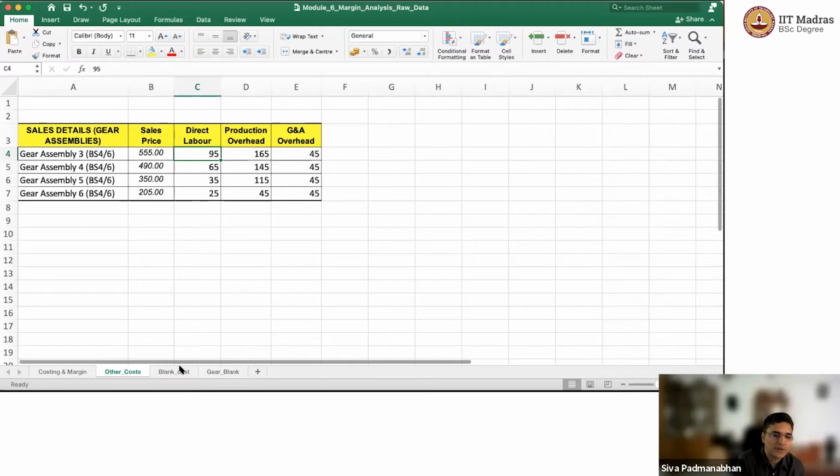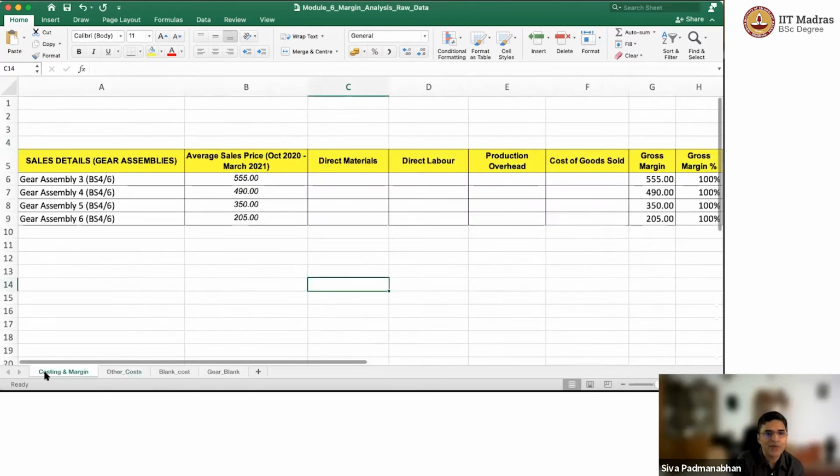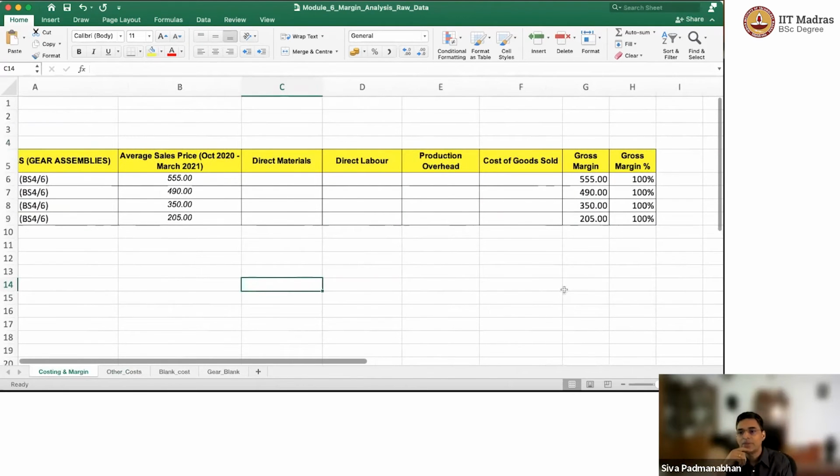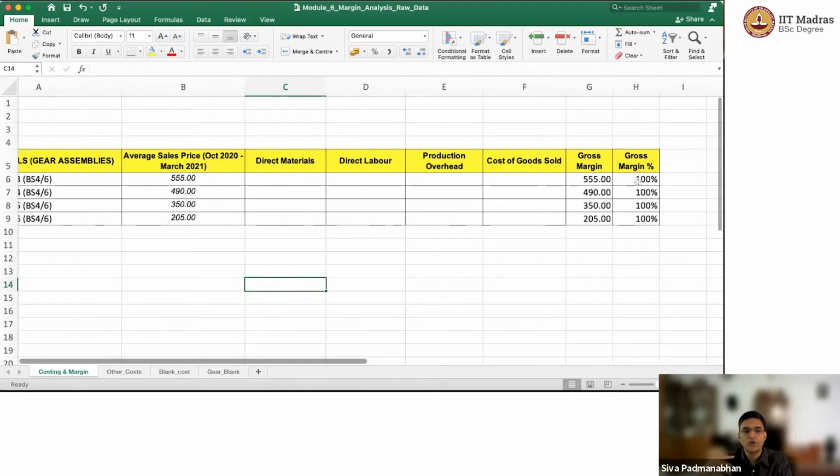If you go back to the previous tab, it will show you that the cost of goods sold is actually the sum of the three that we just discussed, right? The direct material, the direct labor, and the production overhead. That forms the cost of goods sold. And then the margin, if you go to the right of the spreadsheet, is actually the gross margin. The gross margin is the average sales price minus the cost of goods sold. So that gives you the gross margin of each product.